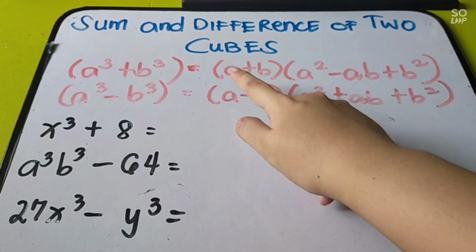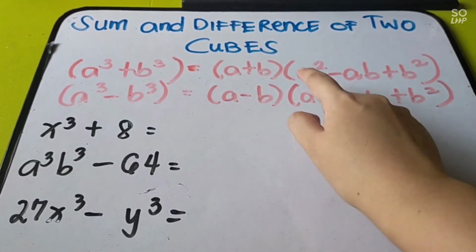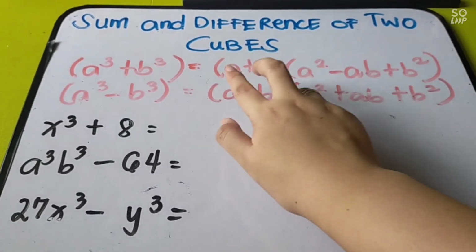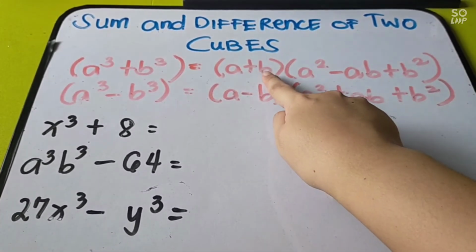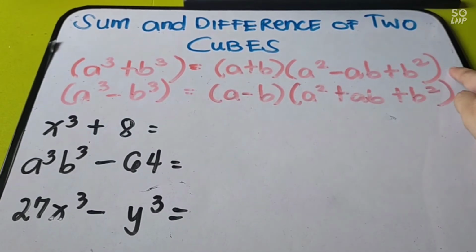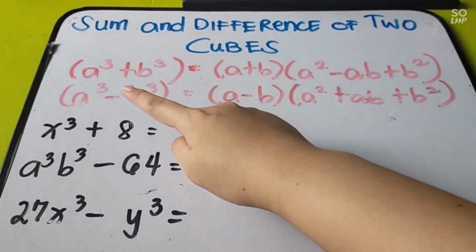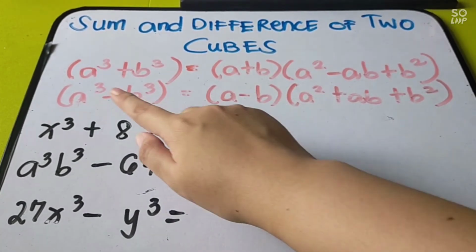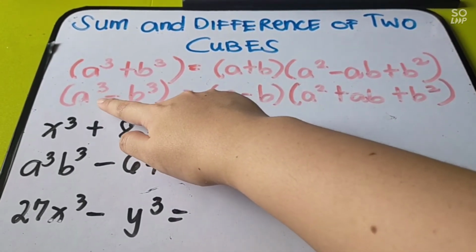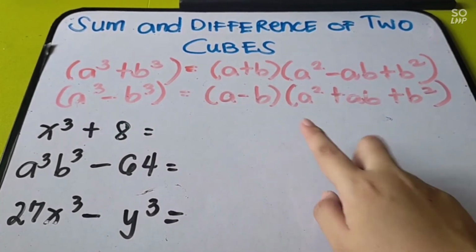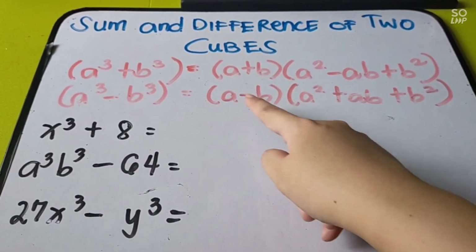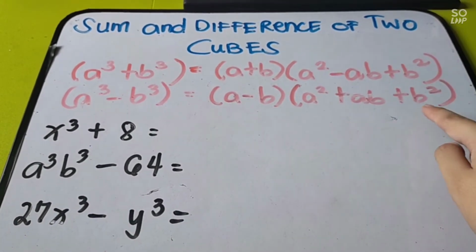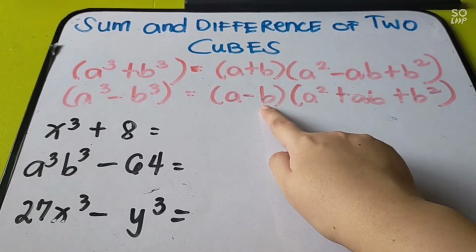Then, we have here, squared mo tong first term, we have a squared, multiply mo itong dalawa, then yung plus magiging minus. So, we have minus ab. Then, squared mo lang yung last term, which is b squared. So, that's the pattern. Kapag naman siya ay difference, you have here a minus b, kuhanin mo lang yung kanyang cube root, and then, square mo to, we have a squared, then yung negative magiging positive, then just multiply a times b. Then, plus b squared. Squared mo lang yung b.